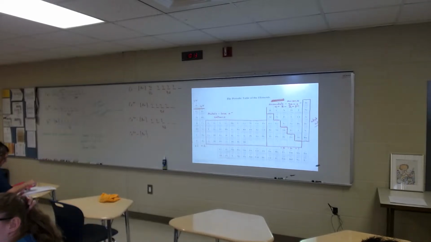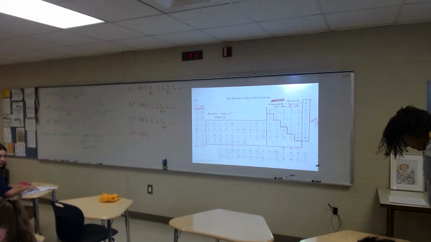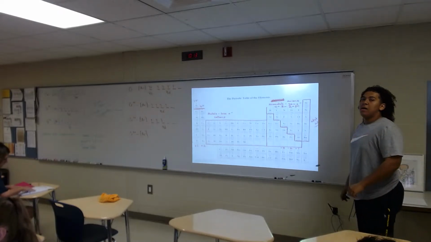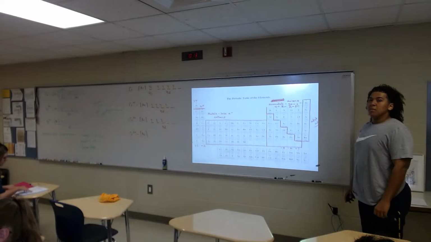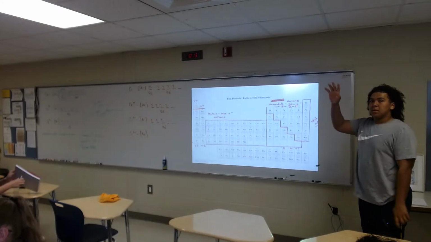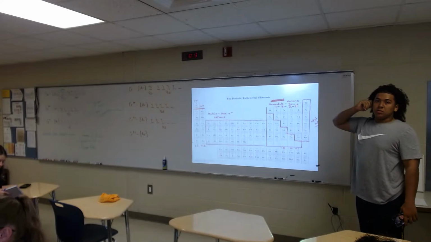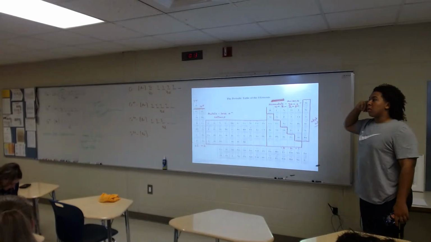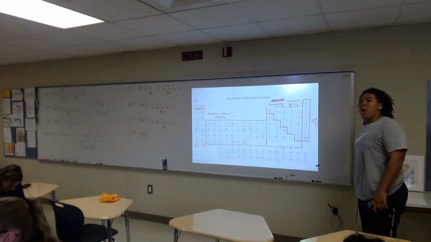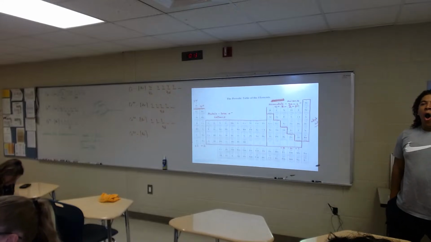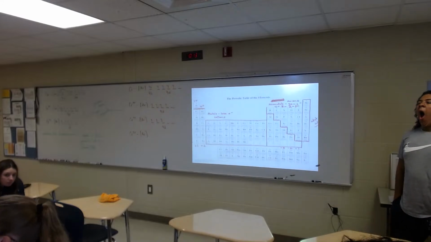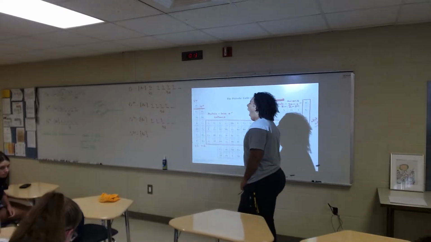Could you explain valence electrons? The ones on the outside are the valence electrons, and they have the highest energy, the highest principal quantum number. So like with iron, you got 4s and 3d, right? 4 is bigger than 3, so those electrons are the valence electrons. Okay.